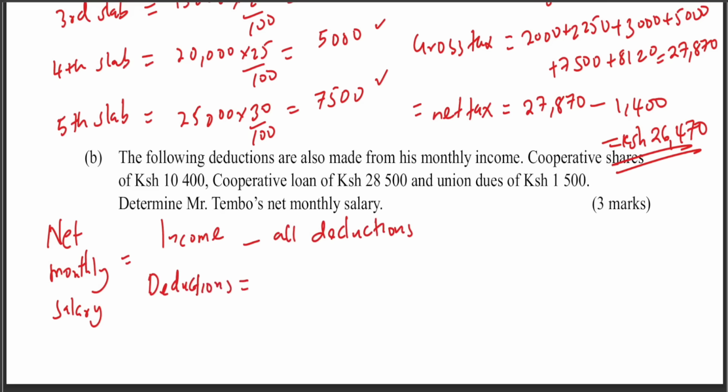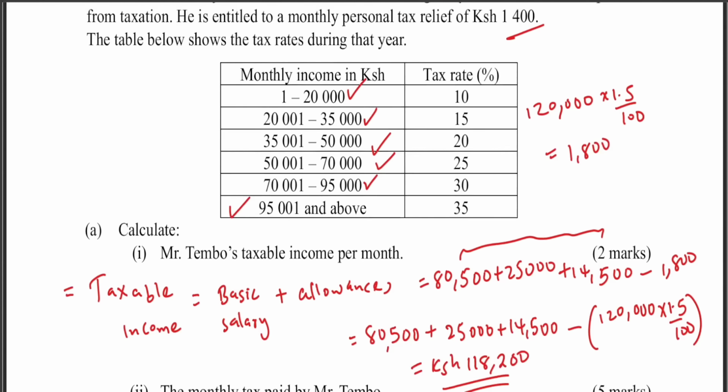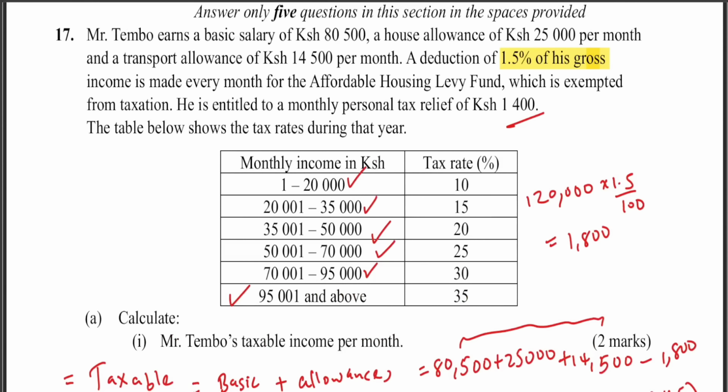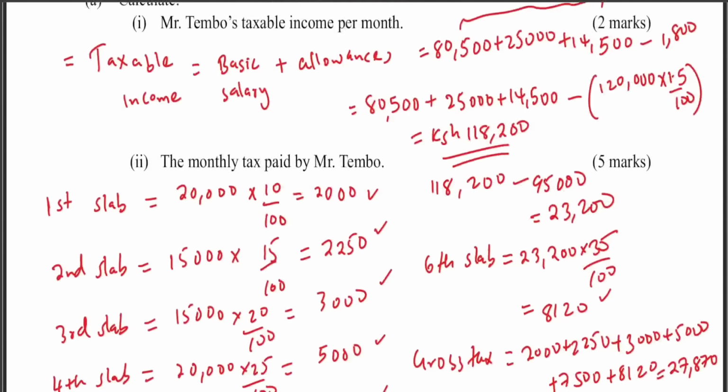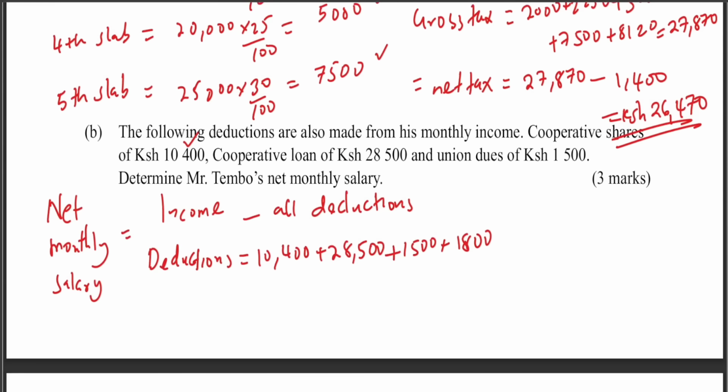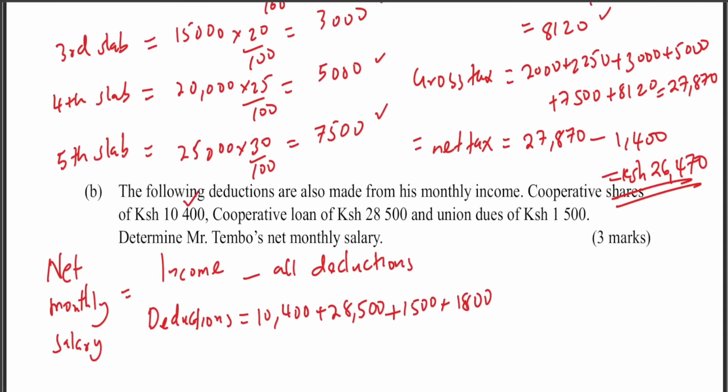The first deduction that he has is this one, 10,400. We have a cooperative loan of 28,500. He pays that. He also pays 1,500. He also pays 1,800, if you remember, for pension or something. So he pays 1,800 to the affordable housing levy fund, right? And the last one is this tax also. This is a deduction. Most people might think it's different.